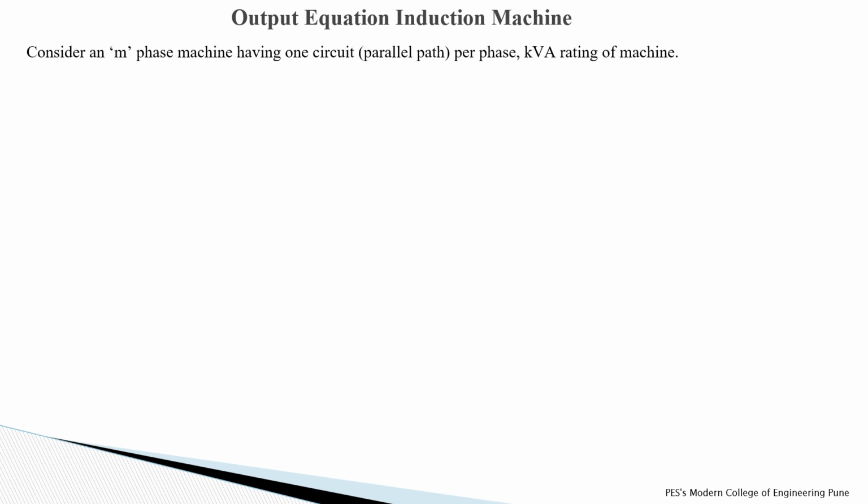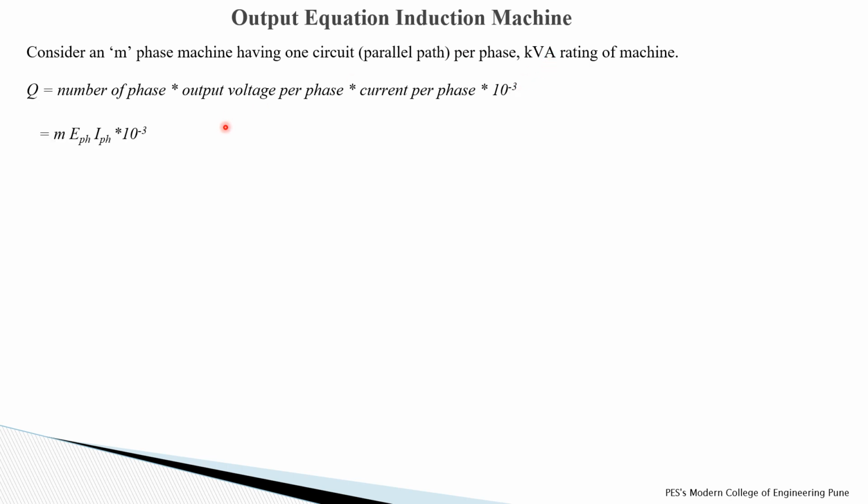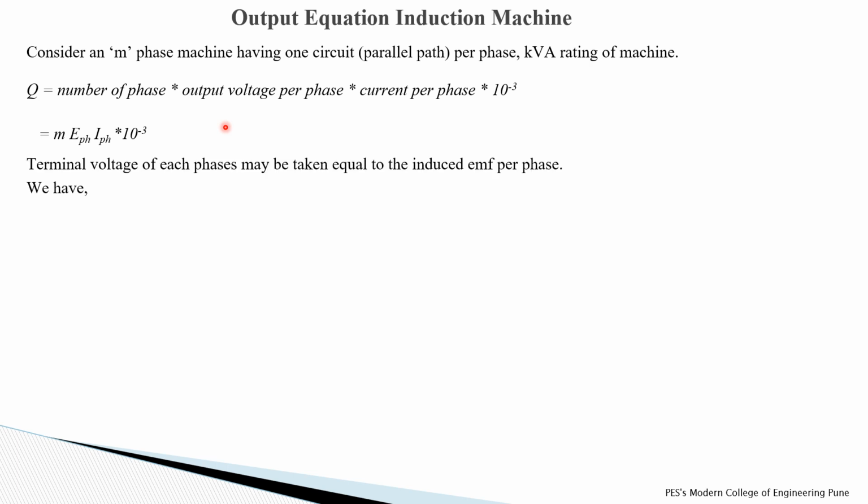So we are considering an M phase machine having one circuit, that is one parallel path per phase, and the kVA output Q we can define as the number of phases into output voltage per phase into current per phase into 10 raised to minus 3, because 10 raised to minus 3 converts volt ampere into kilovolt ampere. So we can take output voltage per phase as EPH and current per phase as IPH into 10 raised to minus 3. So Q becomes M into EPH into IPH into 10 raised to minus 3.